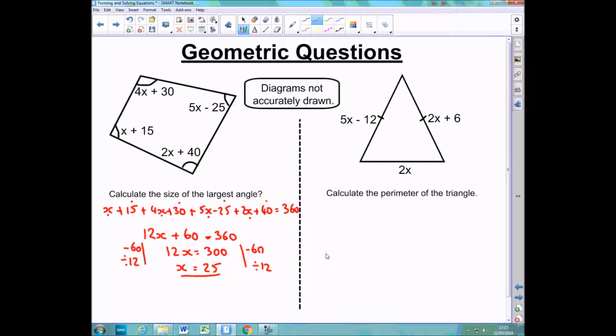So I'm going to start with this one on the left, and I know that x is 25, so 25 plus 15 is 40. This one at the top here, I've got 4 lots of x, so 4 lots of 25, which is 100, plus 30 is 130. This one on the right here, I've got 5 lots of 25, which is 125. Take away 25 is 100. And the one down the bottom, I've got 2 lots of 25, which is 50, plus 40 is 90 degrees. So here I can see that the biggest angle is 130 degrees.